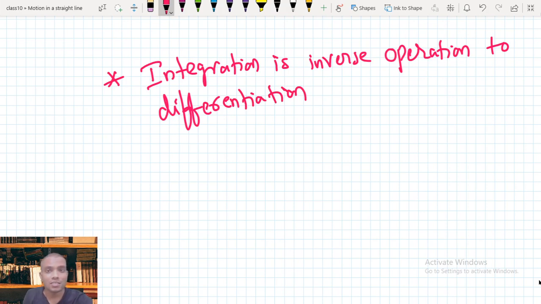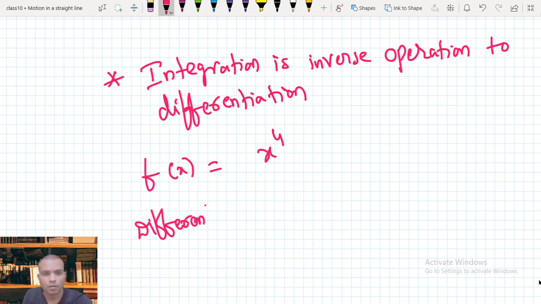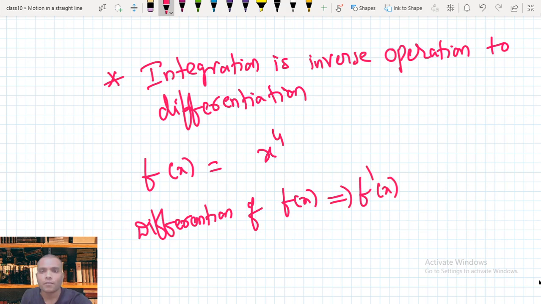So let us see this statement with an example. For that, let me take one simple function. Suppose f of x is a function. Let me take the function x power 4. Now I will find the differentiation of f of x, which we call f dash x.